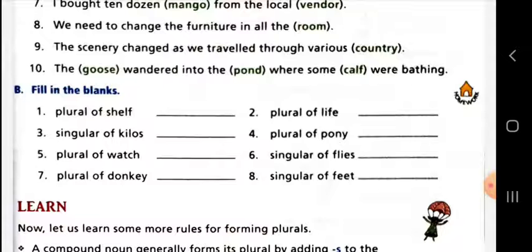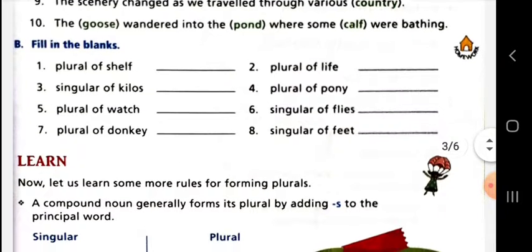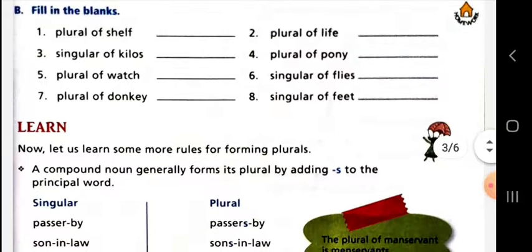If you need help, then I will help you in my next video. Otherwise, try to solve it. Write the plural of these examples. Singular of kilos, plural of watch, plural of donkey. These are the words given. You can do it very easily.